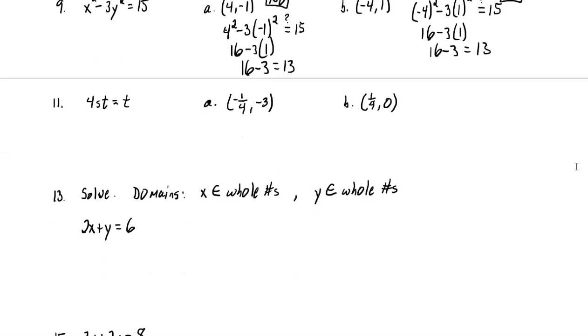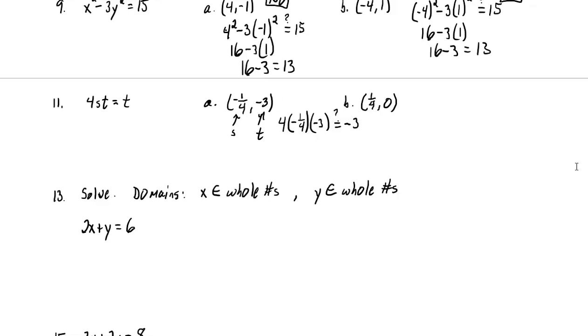Number 11, here we have an equation with s and t. Alphabetically, s comes before t. So this is the s, this one's the t. Always alphabetical order with an ordered pair. So we have 4 times -1/4 gets filled in for s, -3 gets filled in for t, and does this equal -3? Let's find out.